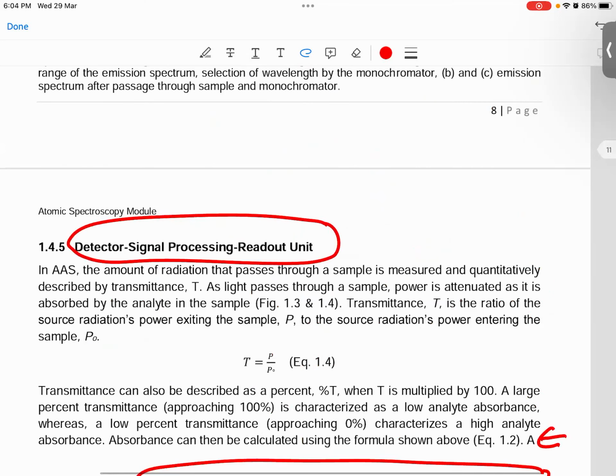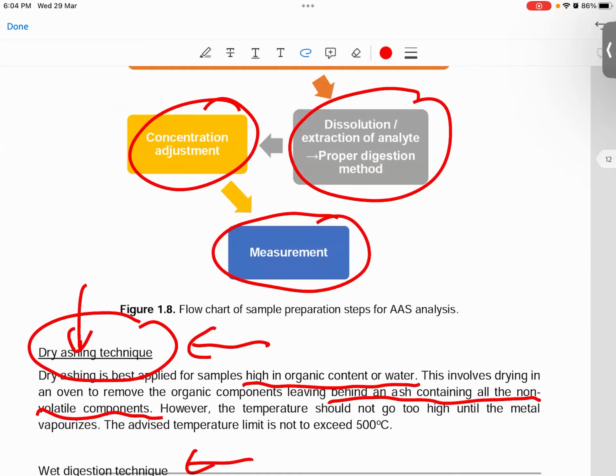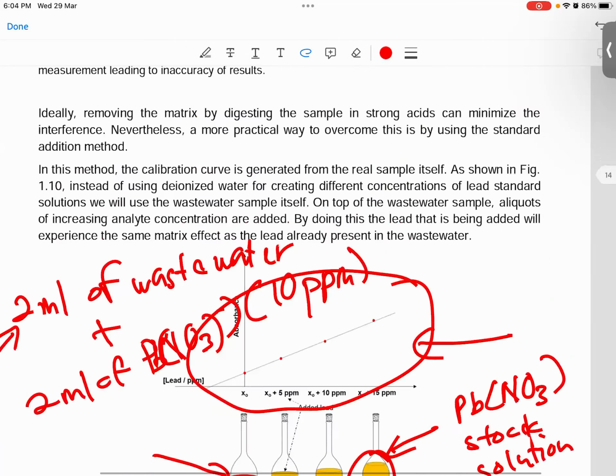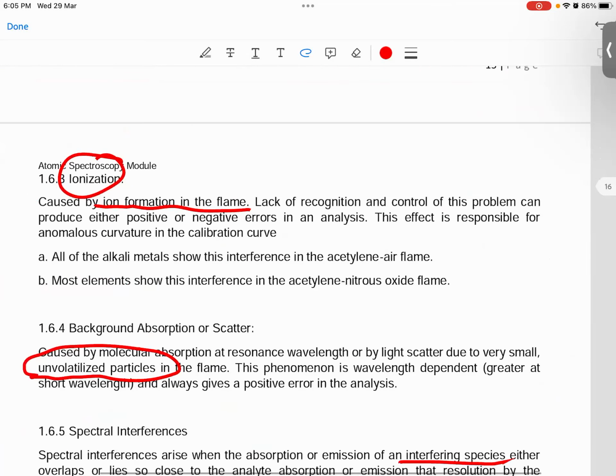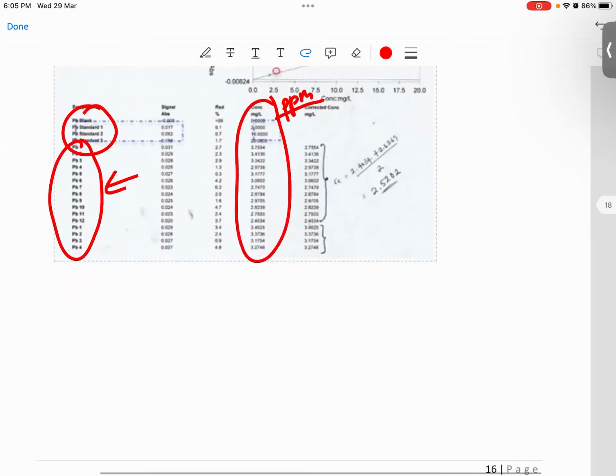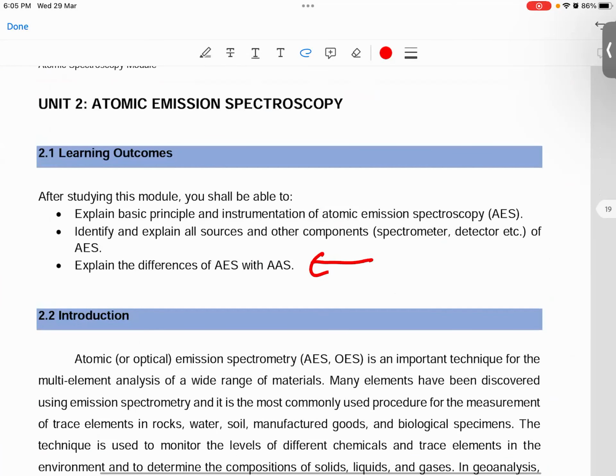So for today, we are going to discuss AES. The name is atomic emission spectroscopy, and the machine is known as an atomic emission spectrometer. The machine is known as a spectrometer, and the technique is known as spectroscopy. So please be aware of the usage of the words spectroscopy and spectrometer.